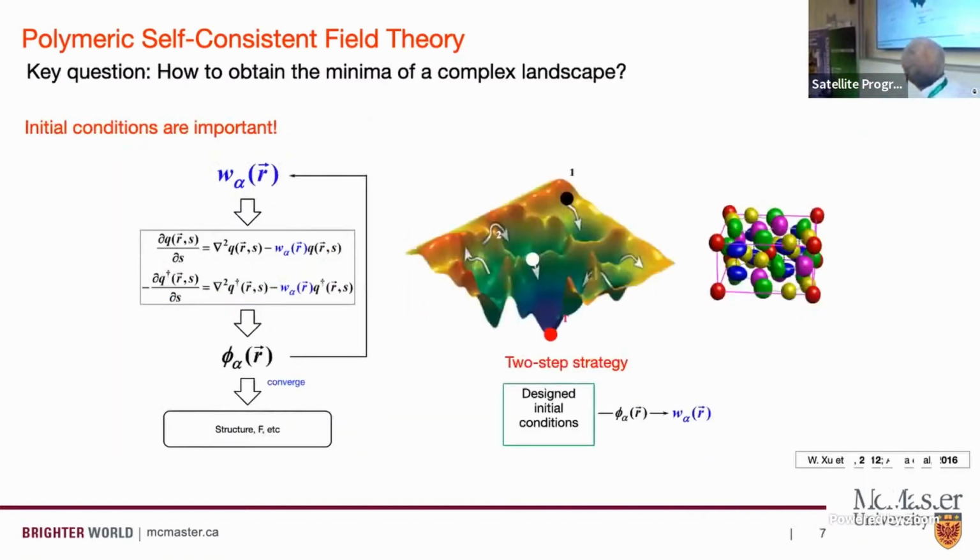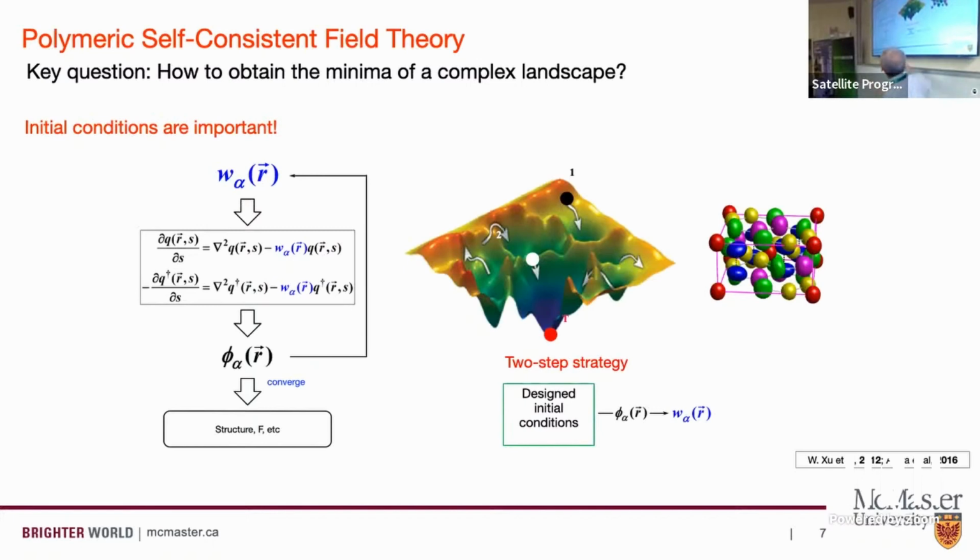Now, another issue of this framework is that because it's a complex problem, the theory itself is actually a highly nonlinear and non-local theory. So there are many local minima. Numerically, this is of course a typical optimization problem. There are many possible solutions, and which solution you get depends on the initial condition.